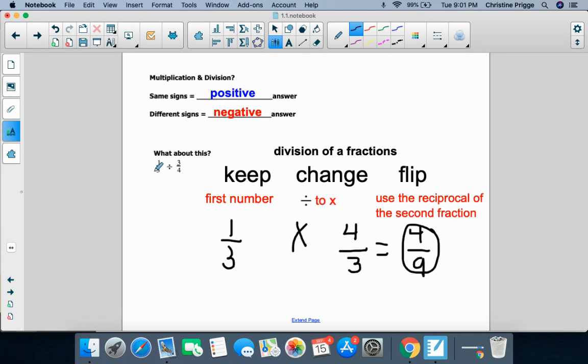I had to remember the signs. The signs are the same, so I got a positive answer. I had to remember the rules for dividing fractions. That's where the keep, change, flip comes in.